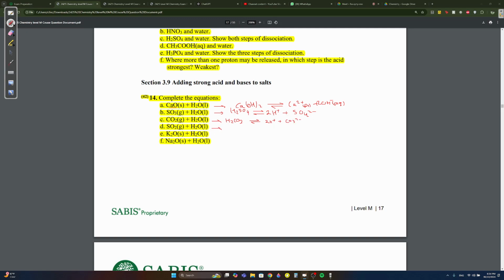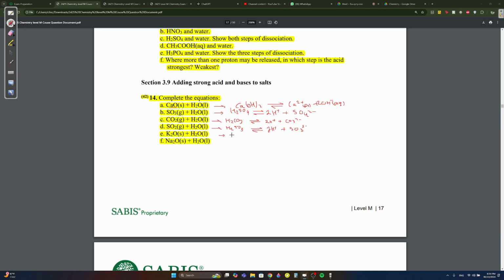SO2 plus H2O. Here we added one oxygen, it became SO4. Here, if you add one oxygen, it's going to become SO3. So the acid is H2SO3. Dissociate H2SO3. Again, it's weak, huh? It's very weak because all of the twos are partial dissociations. You're going to get 2H+ and SO3 2-.